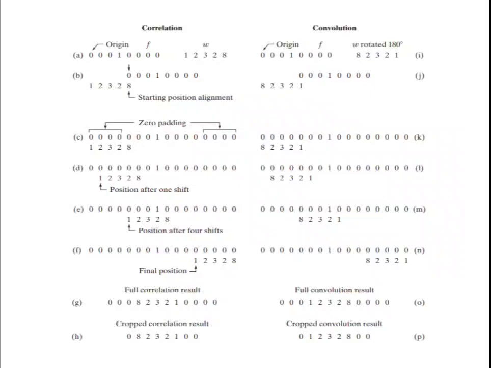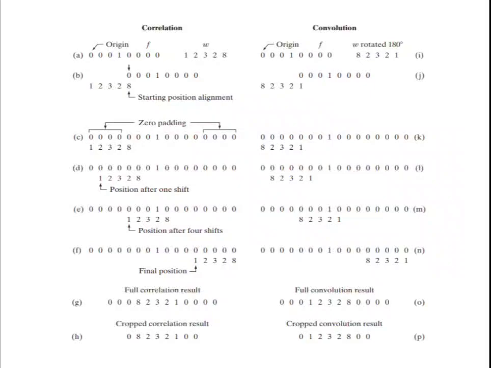Figure A shows a 1D function f and a filter w, and figure B shows the starting position to perform the correlation. The first thing we note is that there are parts of the function that do not overlap. The solution to this problem is to pad f with enough zeros on either side to allow each pixel in w to visit every pixel in f. If the filter is of size m, we need m minus 1 zeros on either side of f. Figure C shows a properly padded function.